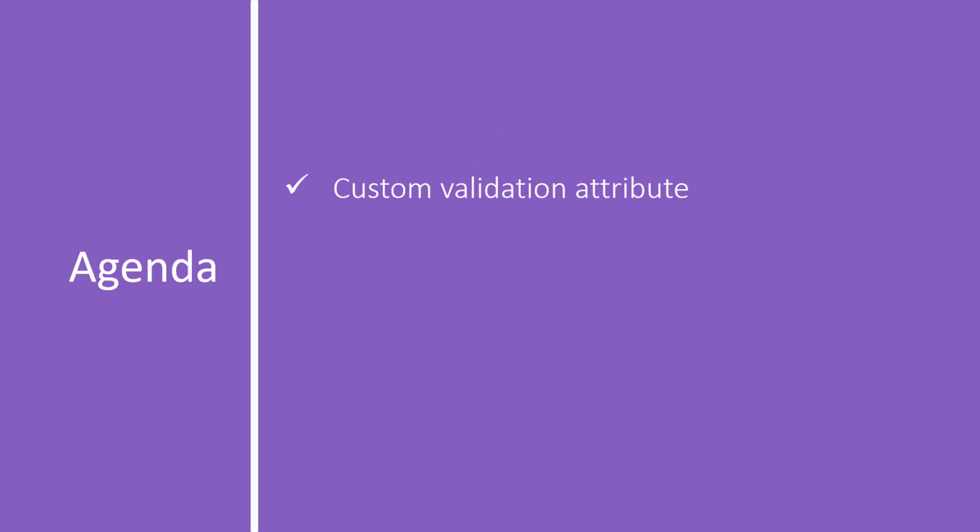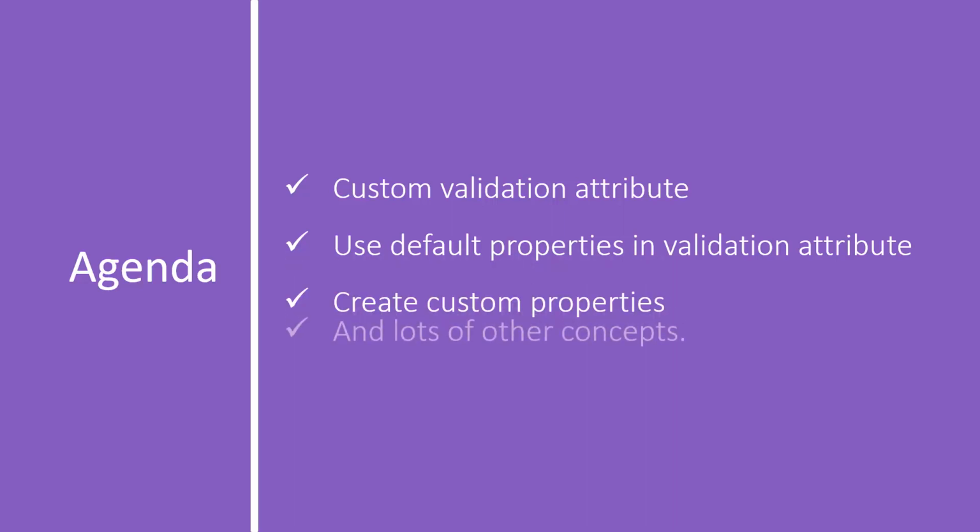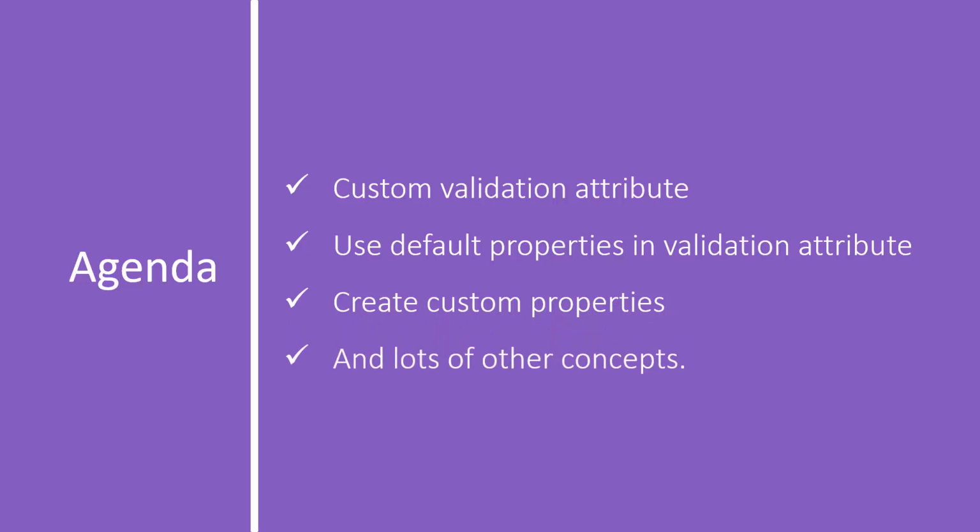We will create and use a custom validation attribute in this video. We'll learn how we can use the default properties that we have in validation attribute. For example, we have error message. If you have seen all the validation attributes, then the error message property is common to all the validations. So we will see how to use these default properties in a custom validation attribute. We will also create some custom properties and several other concepts that are required to work with validation attribute we will learn in this video. So let's open Visual Studio and let's work on custom validation attribute.